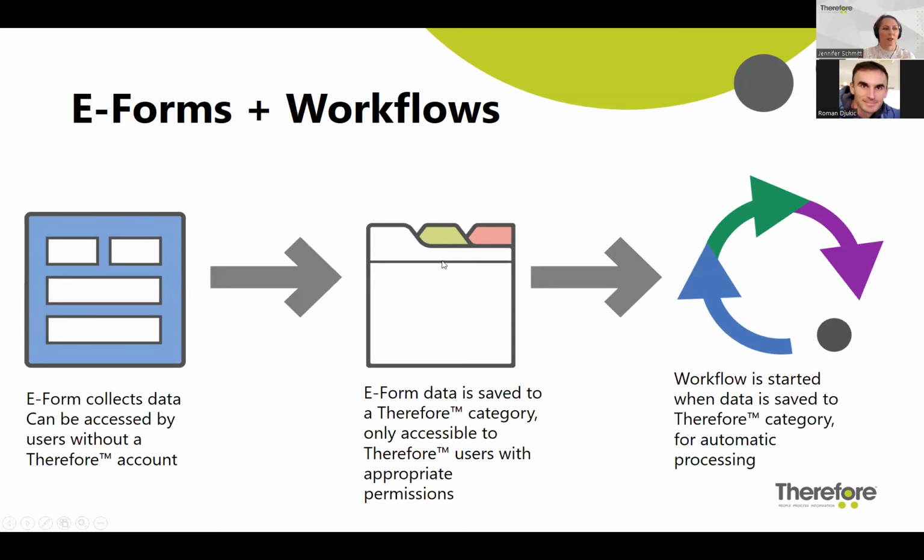So the workflow is always initiated from the category. So you can have a workflow start automatically as soon as the data is saved to that category, or you can set it up so that the workflow is only started on a manual basis. In any case, the category is always intermediary. If a user adds or changes index data during the workflow process, that will be then saved to the category. So the eForm is really just the start. Then we have the category, which is the main repository of all the information. And then the workflow is the electronic process that manages the processing of whatever information came in.